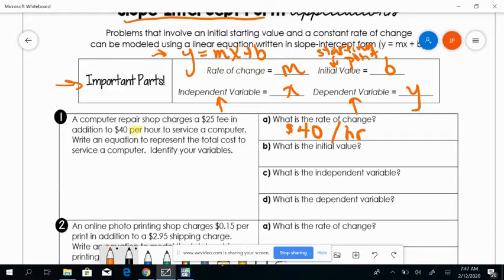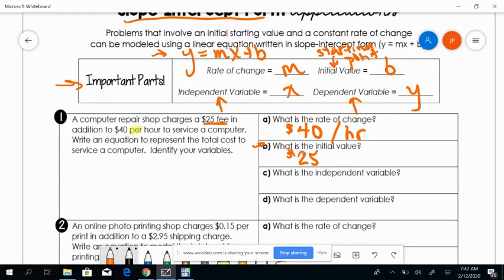Now my starting point, my initial value, is something that's not going to change for this. So if I read this problem, something that's not really changing is this $25 fee. Whether I'm going to a computer shop for 10 hours or 100 hours, there's always going to be a $25 fee in addition to my $40 per hour. So my initial fee, my initial value is 25 bucks.